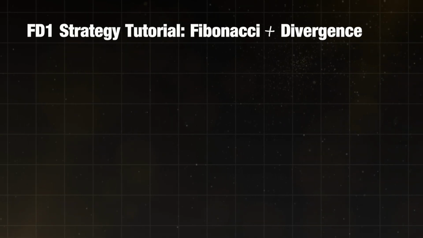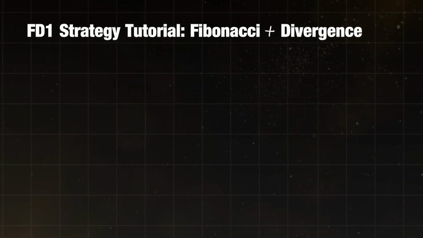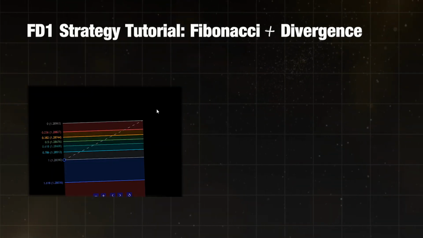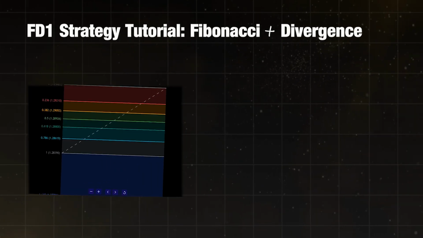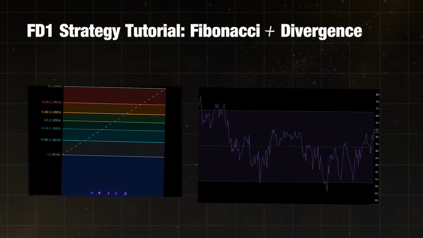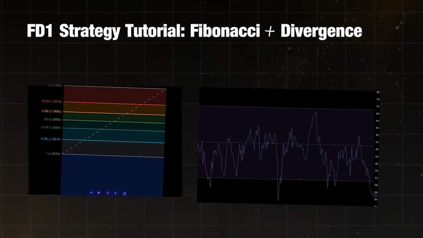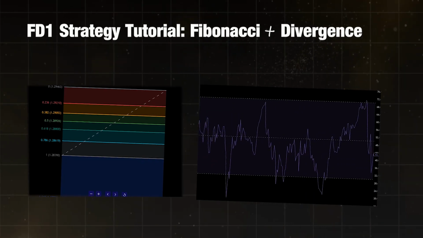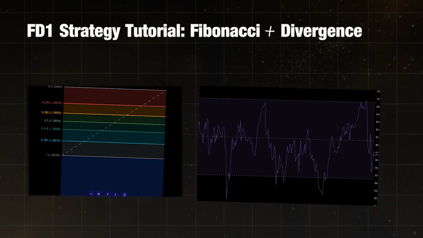FD1 strategy tutorial, Fibonacci plus divergence. This combined strategy uses two powerful tools, so it gives us reliable signals. However, always remember that no strategy has a 100% win rate, which is why we always use a stop loss.